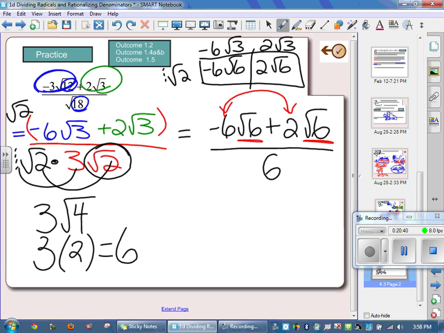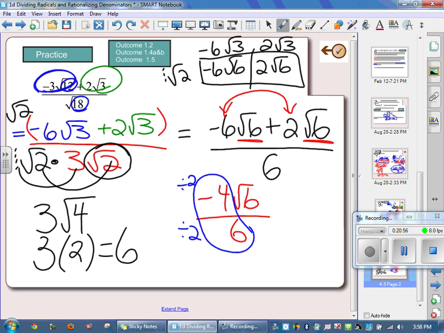Now I see if the 4 divides by a factor of 6. Again, my factors of 6 are 1 and 6, 2 and 3. Both divide by 2, so I'm going to reduce and divide them by 2. That's going to give me negative 2 root 6 over 3. That will be my final answer. We can't go any further. That concludes 1D, Part 2, Rationalizing Denominators.